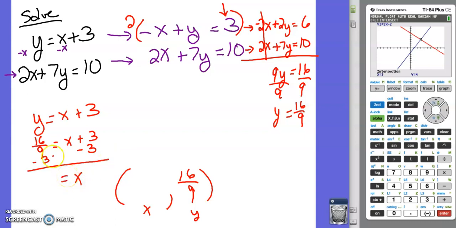So 16 ninths, if you get a common denominator, let me just show it here. So 16 ninths minus, the common denominator is 9, so that would be 27 to get to your answer. So you'd have negative 11 ninths to get that.